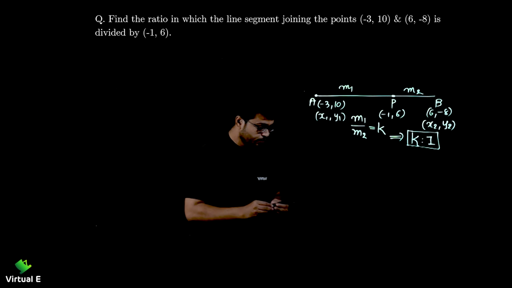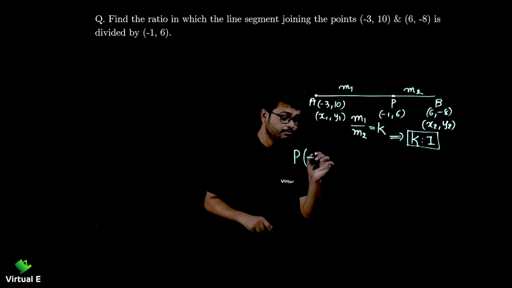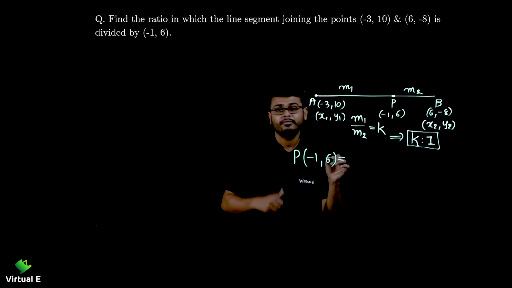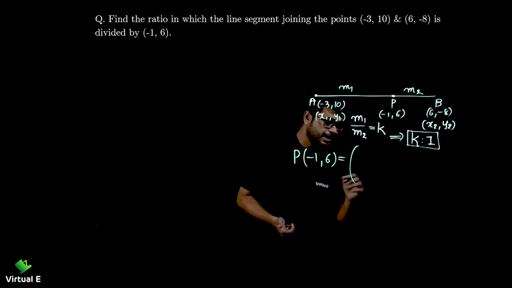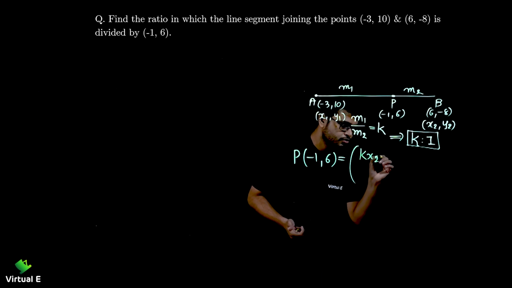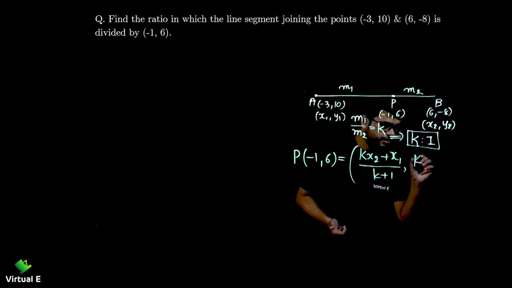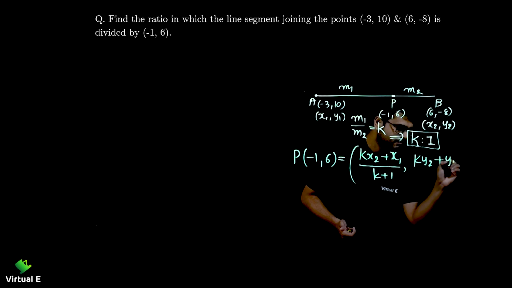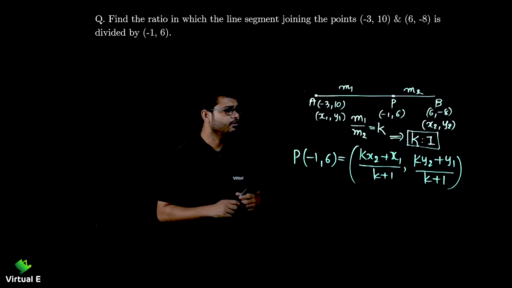So what we need to do first, we need to write the formula. So let's start with the formula. I'm writing here p comma minus 16. You know why I'm writing directly? Because answer is given. No need to worry. Then let's apply the formula. Kx2 plus x1 over k plus 1 and ky2 plus y1 over k plus 1. Simple. Done. We need to find the value of k.